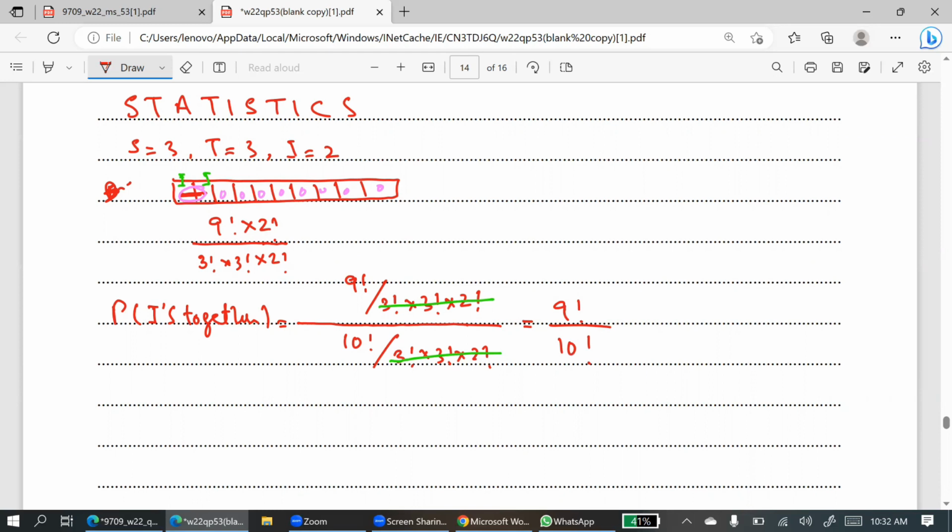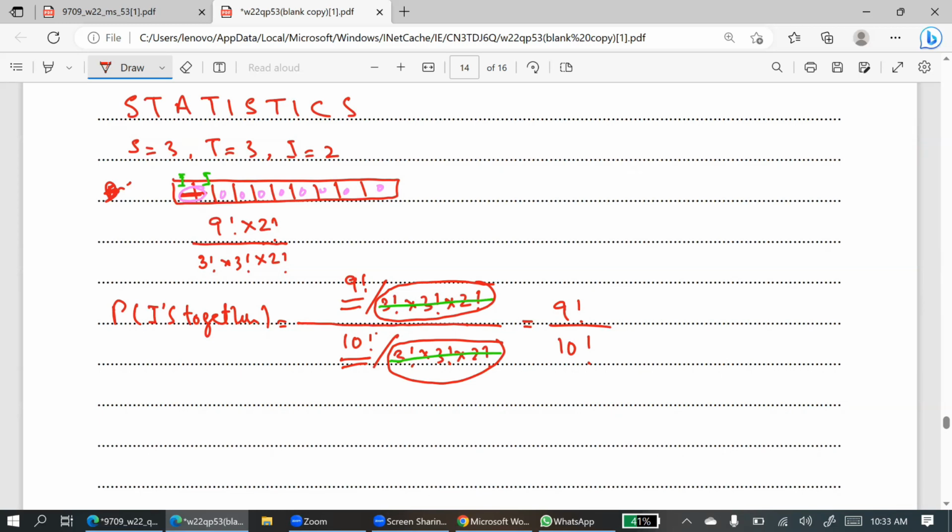If we do not divide the total number of outcomes and the number of outcomes when two I's are together by the number of repetitions, there will be no effect on the answer. क्योंकि वो दोनों आपस में कैंसल आउट हो जाएंगे. ओके। समझ आ गई बात?